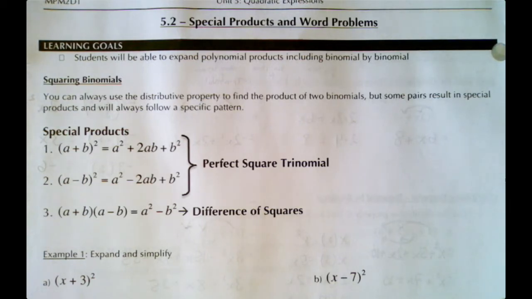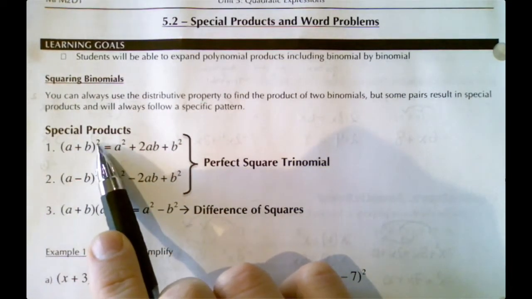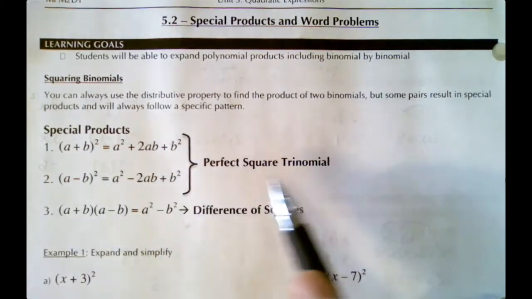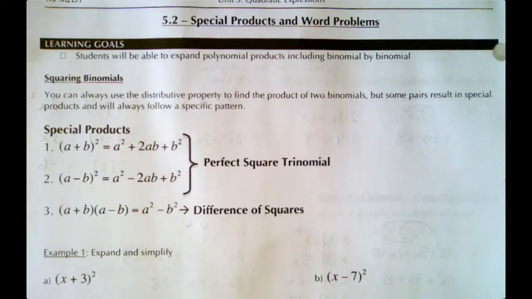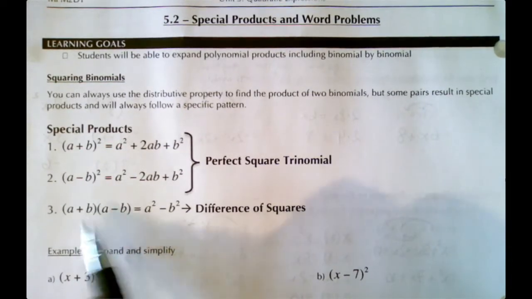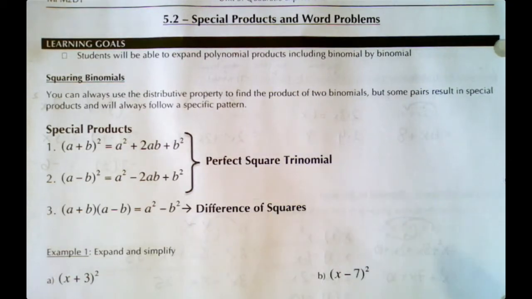There's three different types of special products, and they result from when you take a bracket and you square it. Whether the sign in the middle is a plus or a minus, it doesn't matter, but the result will come out as something called a perfect square trinomial. And I'm going to show you what that looks like. And the second one is where you take two brackets that look almost the same. The only difference is the sign is different. One's positive, one's negative. The result ends up being something called a difference of squares. So if we look at our examples, I'll show you what I'm talking about.